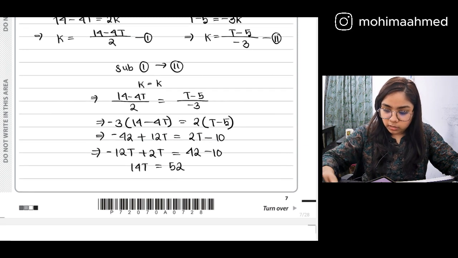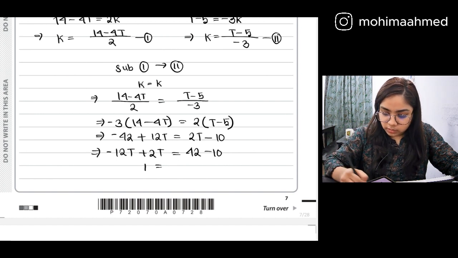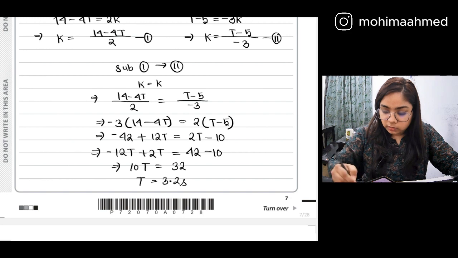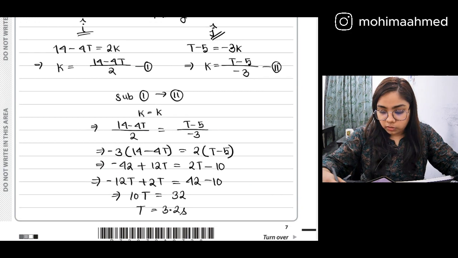So now you're going to get 10t, sorry, this is 10t and this is 32. So then t will be 3.2 seconds. 32 over 10 is going to be 3.2 seconds, okay.